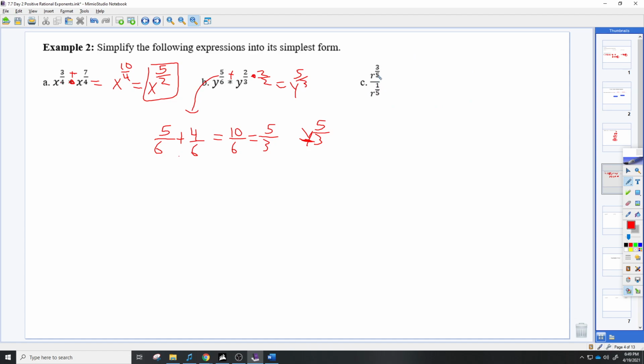All right, in part C, if we have a number on top and one on the bottom, and we have exponents, as long as we have the same base, this is subtraction. So I'm going to rewrite it just showing that we're subtracting the fraction. So it's going to be 3/5 minus 1/5. And since they have the same denominator, we can just go ahead and subtract. So that would become 2/5. That one's actually really easy. So this is the same thing as saying r to the 2 over 5.